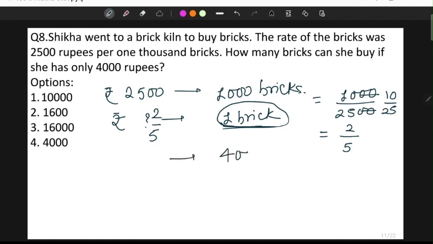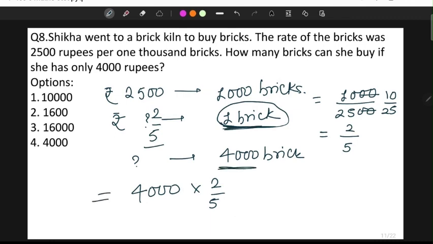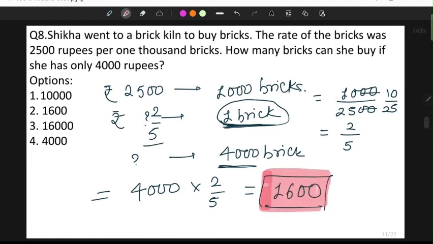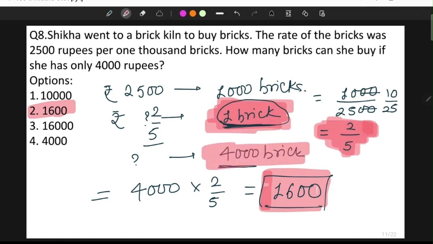So 4000 rupees can buy how many bricks? 4000 into 2 by 5, because one brick costs 2 by 5. So 4000 into 2 by 5 will give me 1600. So in 4000 rupees, 1600 bricks can be bought. So the correct answer for the given question is option B. Got it? From the given data, I calculated the price of one brick, which was 2 by 5. If the cost of one brick is 2 by 5, then the cost of 4000 bricks will be 4000 into 2 by 5, which gives 1600. Got it? Moving on to the next question.